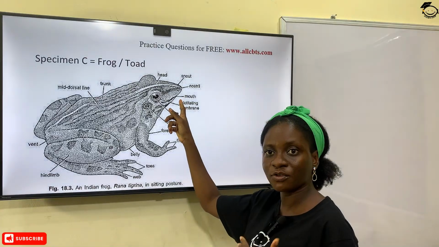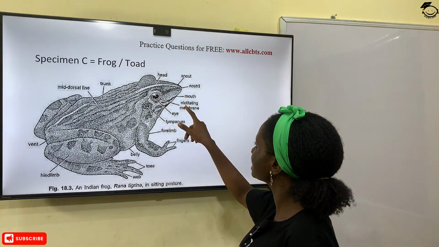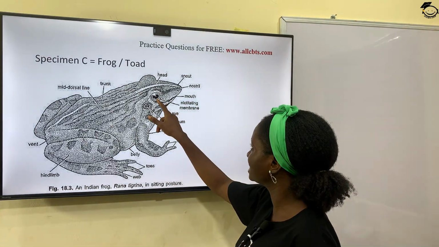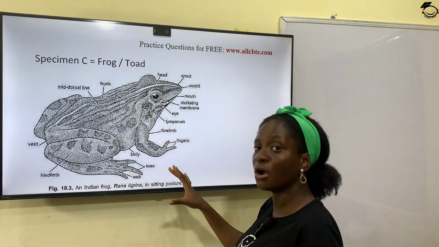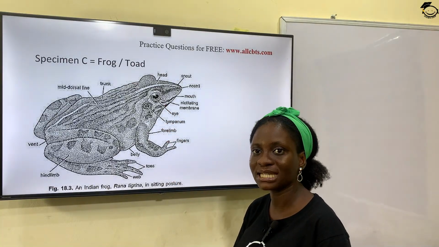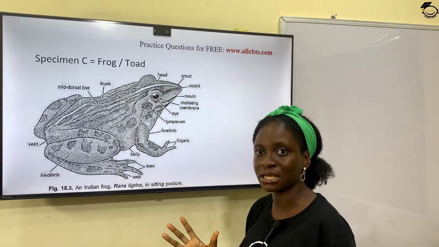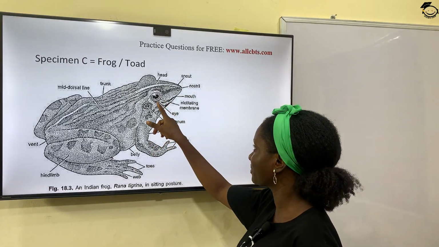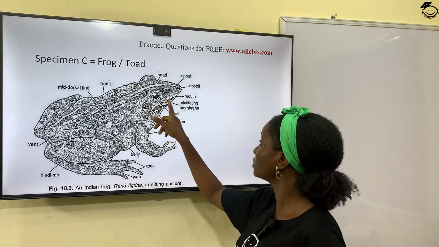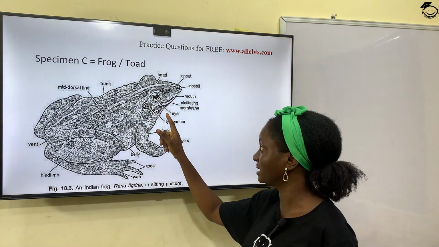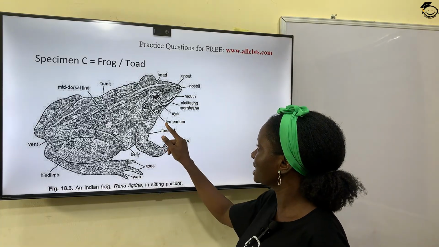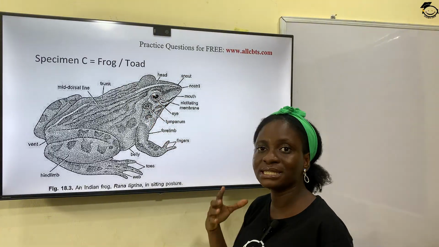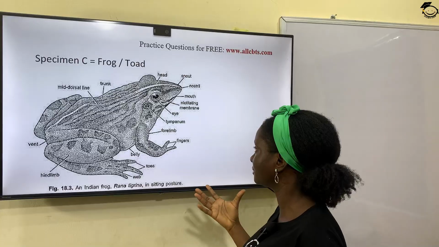Then mouth for chewing. The nictitating membrane is this side. The nictitating membrane protects the eye of the frog underwater. When they are underwater, this membrane serves as protection. Then the eye, very close to the nictitating membrane, is for vision. This tympanum, very close to the eye and the membrane, is the ear organ.